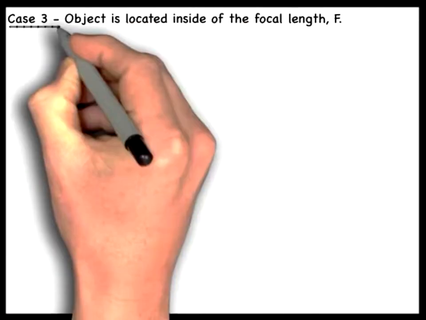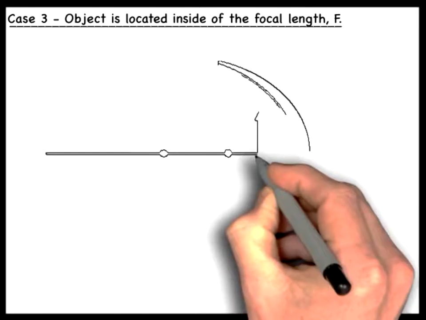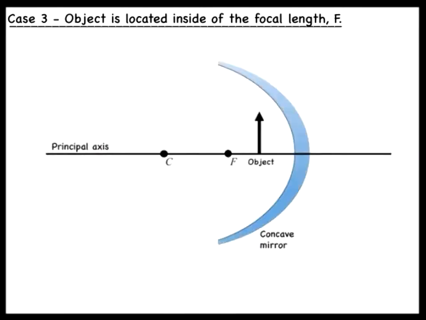For case 3, we continue to move the object closer to the mirror, so that it is now located inside of the focal length f. We again consider three paraxial rays to determine the location and properties of the image. For ray 1, we consider a parallel ray coming from the top of the object that upon reflection passes through the focal point. For ray 2, we consider a ray that comes from the top of the object, along a line as if it came from the focal point. Upon reflection, the ray comes out parallel to the principal axis.